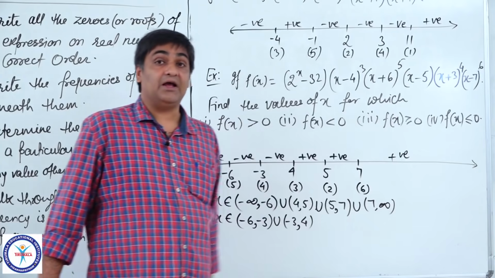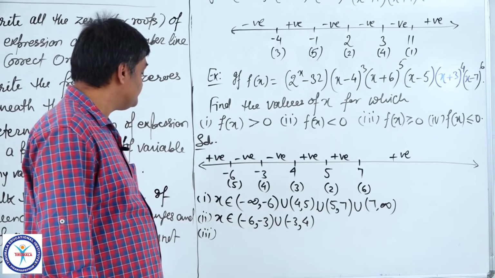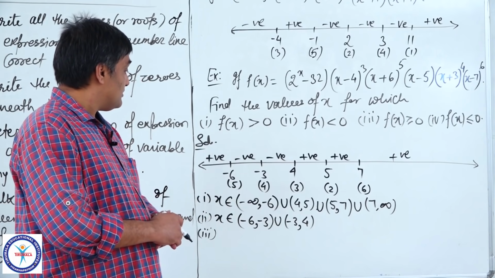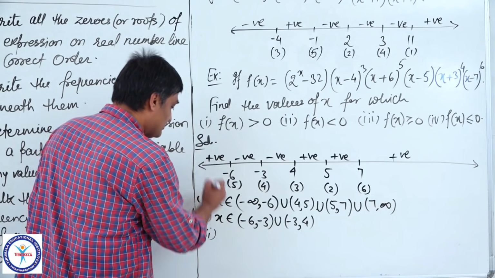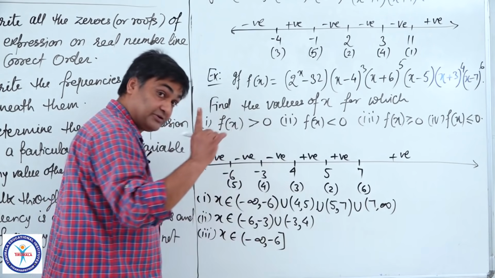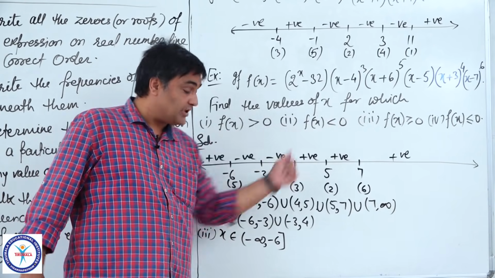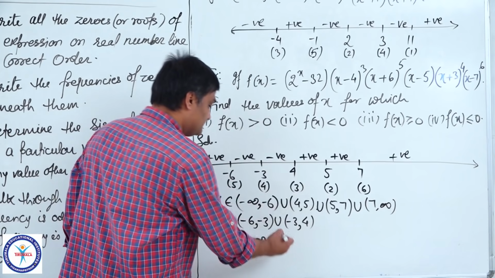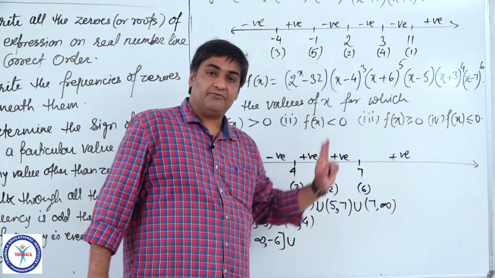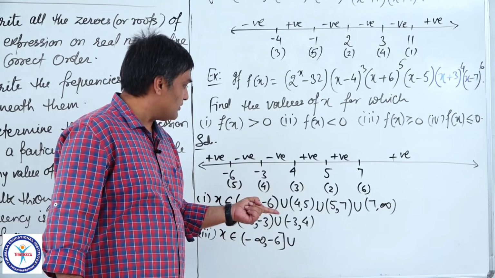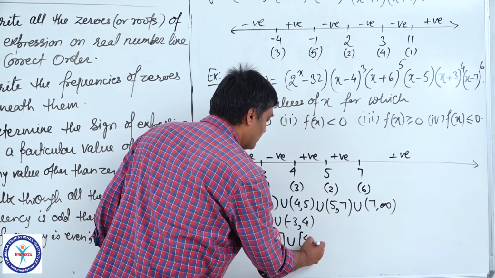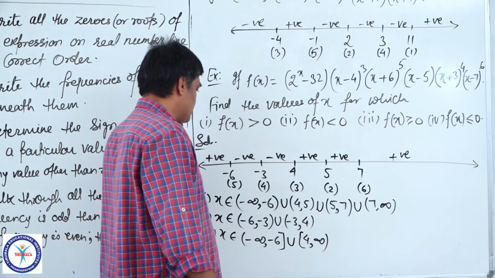Third, f of x greater than or equal to 0. Greater than or equal to 0 means positive, -infinity to -6, closed, because equal to 0 is also allowed. Union 4 to 5, 5 to 7, 7 to infinity, but equal to 0 is also allowed. So we can directly write 4 to infinity. Okay?